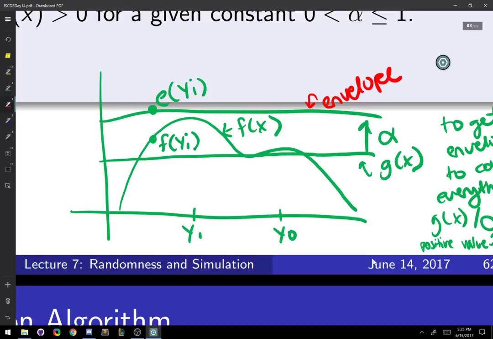So, but here we know that F of Y2 versus E of Y2.